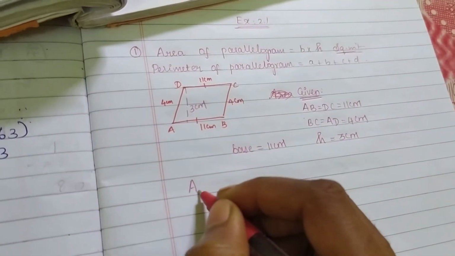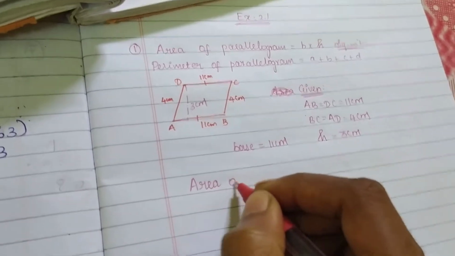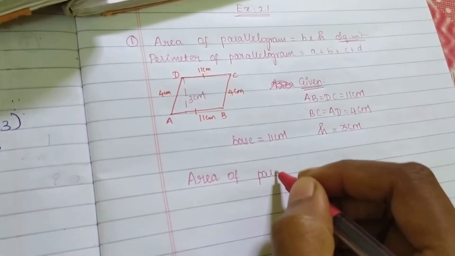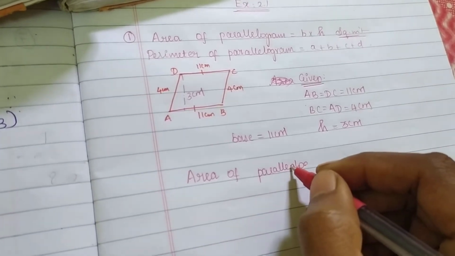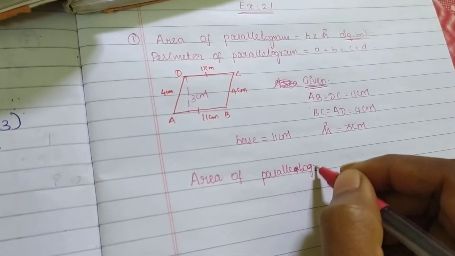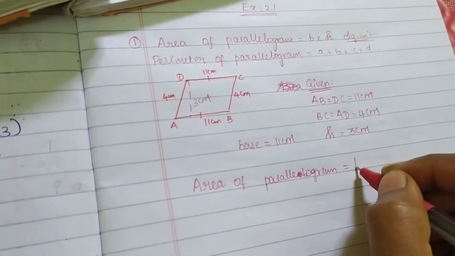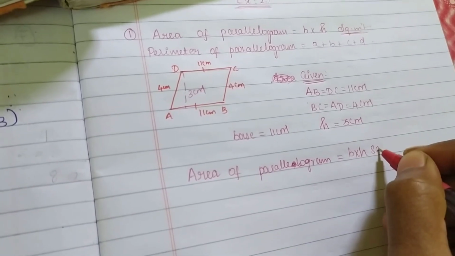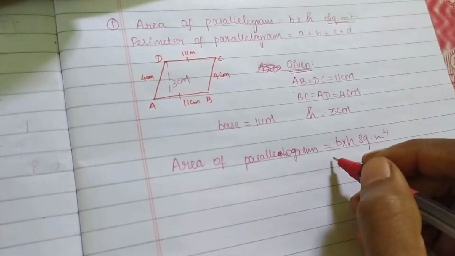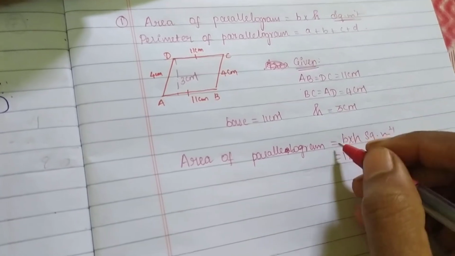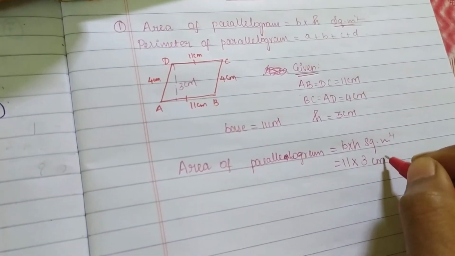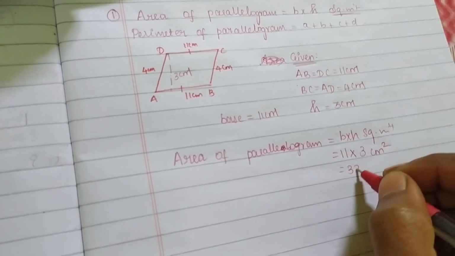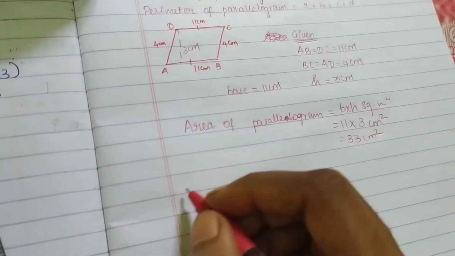So area of parallelogram is base into height square unit, right? What's the base? 11, into what's the height? 3. What is the unit? Centimeters. So 3 elevens are 33 centimeters square.